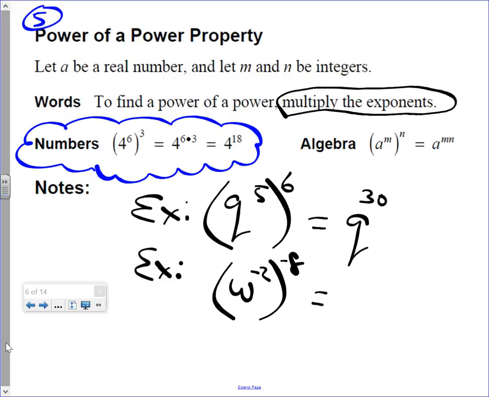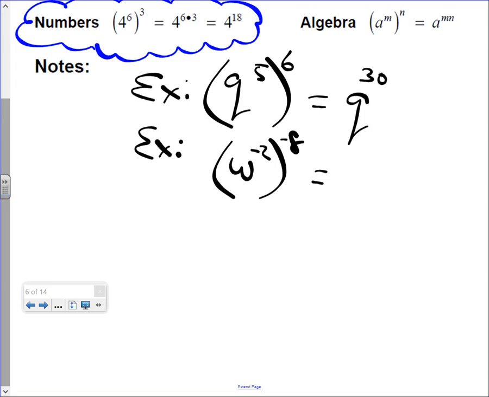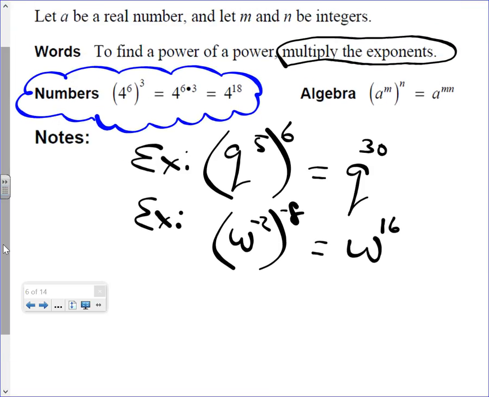The power of a power property. We got a power raised to a higher power. What does the rule say? Multiply those puppies together. So it'll be w to the what? Nice. Done. Power to power, just multiply. That's it.